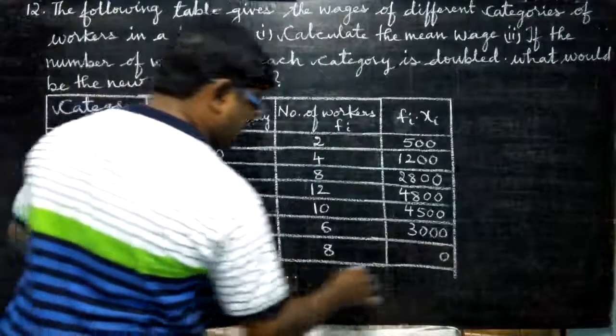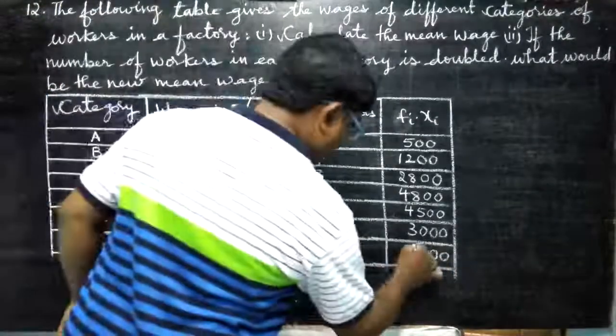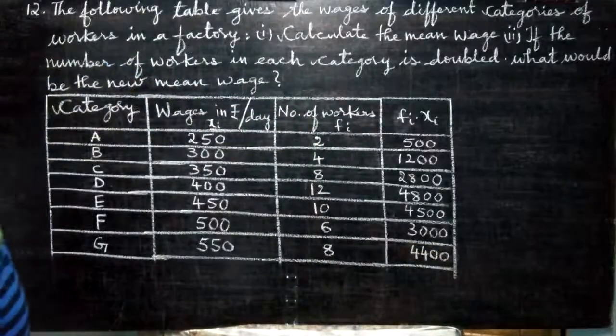Next. 5 8 zeros are 0. 8 5s are 40. 0, 4. Again 8 5s are 40, so 44. 4400.